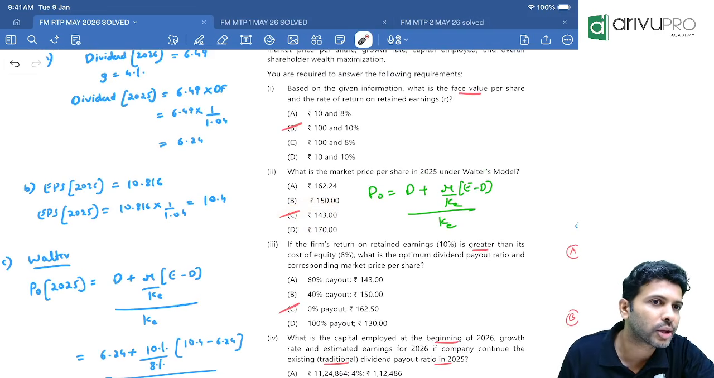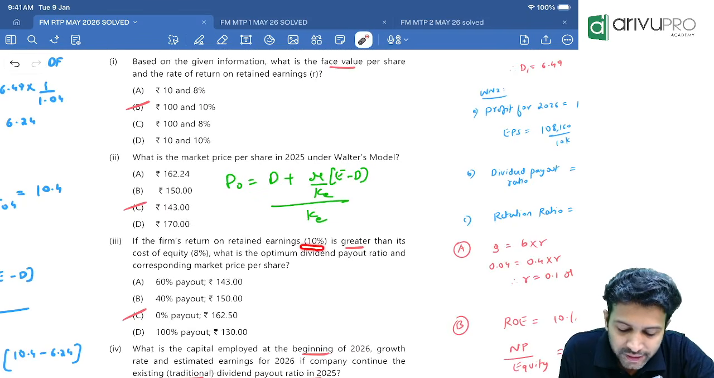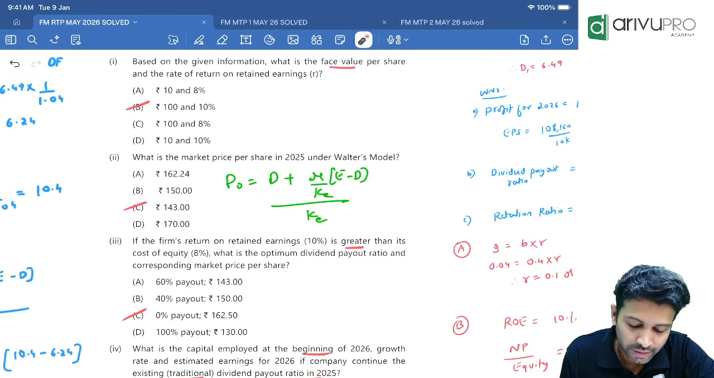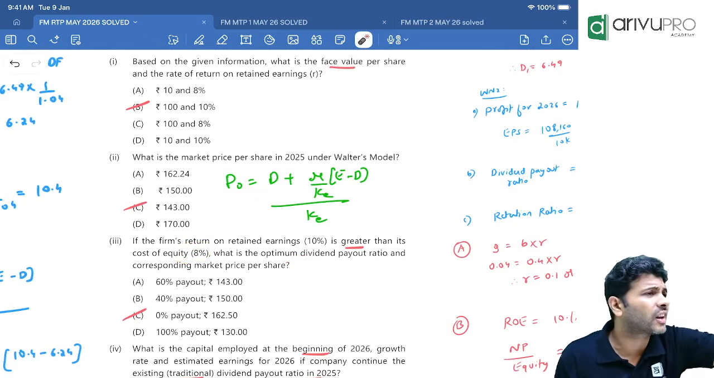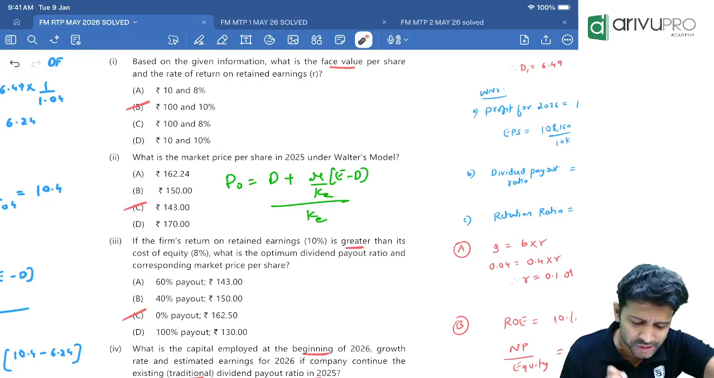Next question. Chudama. R is how much? 10%. R is greater than cost of equity. Now they're talking about optimum dividend. We know Walter as well as Gordon. If R is greater than cost of equity, optimum dividend payout ratio is 0. Which option has 0?